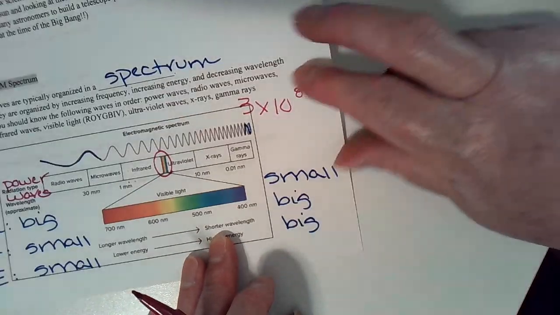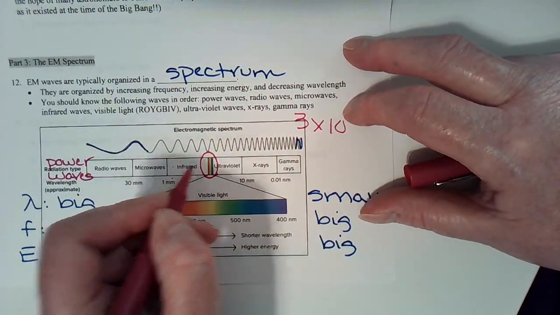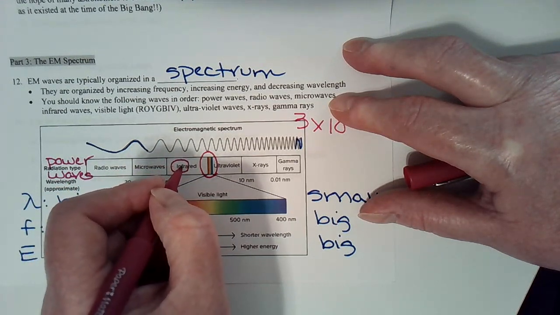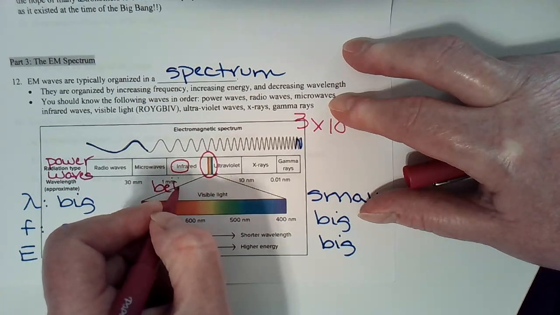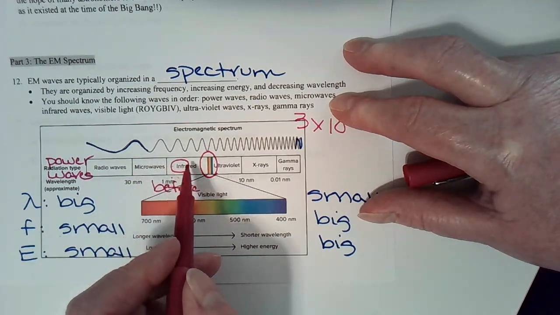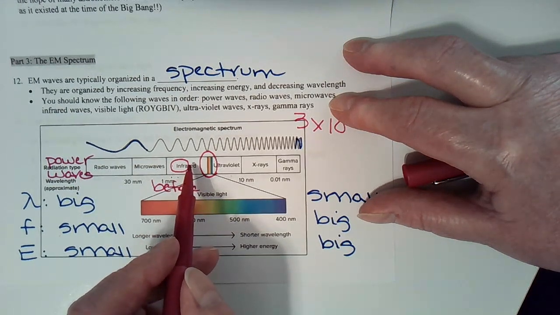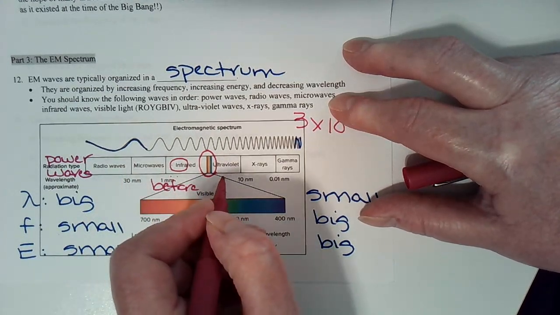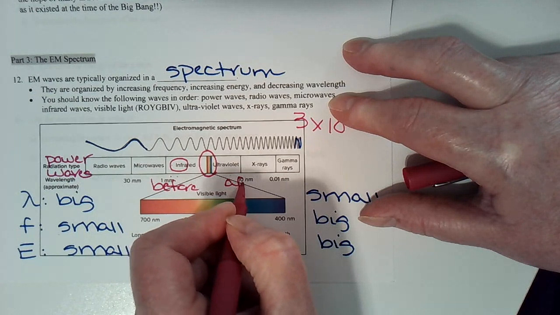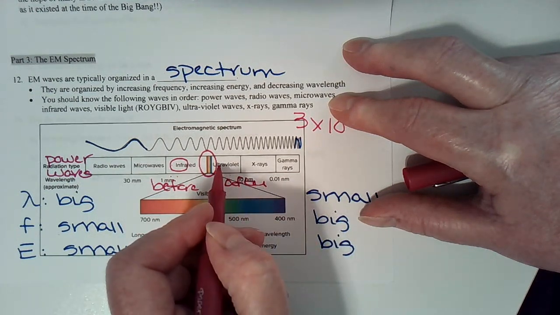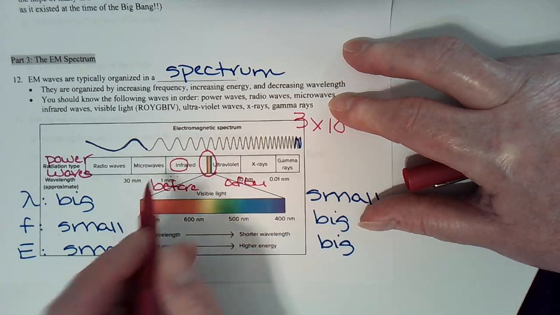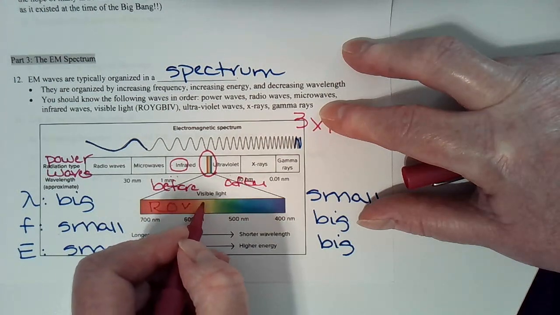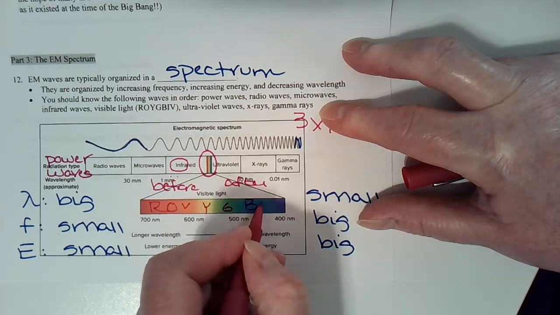The other thing I want to point out to you is the word infrared. Infra is a prefix, and the prefix infra means before. Do you see that infrared means before red? It means before visible red waves. And ultra is a prefix that means after, so after violet rays. And obviously our visible light is our Rory G Biv. Rory, whoops, there's yellow, G and Biv.